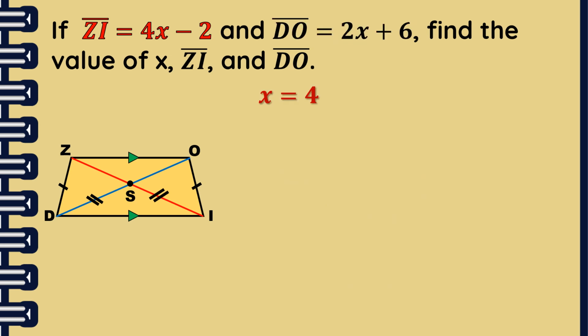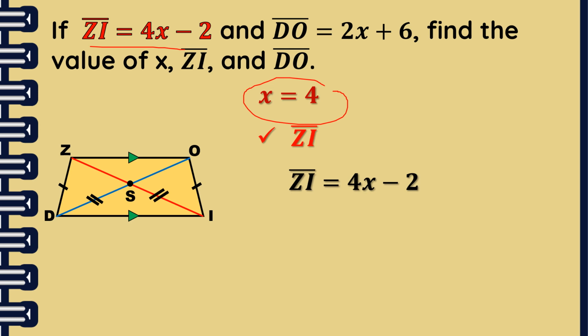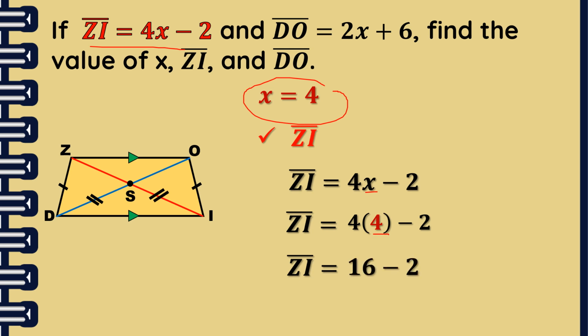We can now solve for the length of segment ZI since we are now done solving for the value of x, which is 4. So based on the given, segment ZI is equal to 4x minus 2. All we need to do is to substitute the value of x to the variable x here. So we have segment ZI is equal to 4 times the value of x, which is 4, minus 2. The product of 4 and 4 is 16, less 2 is 14 units. Therefore, the length of segment ZI is 14 units.